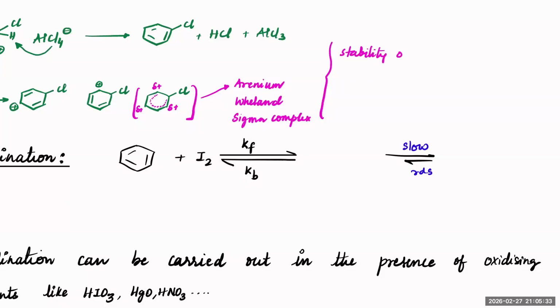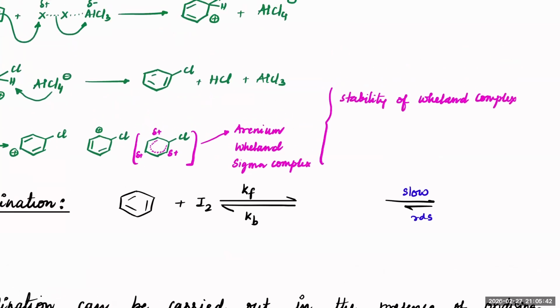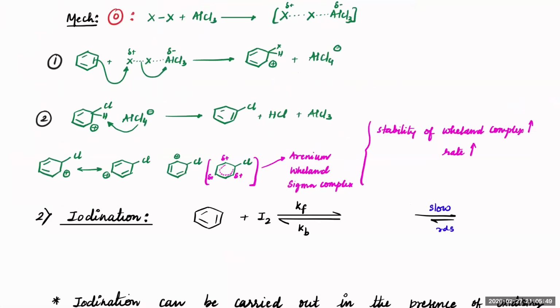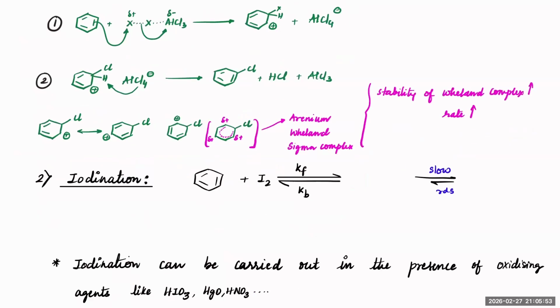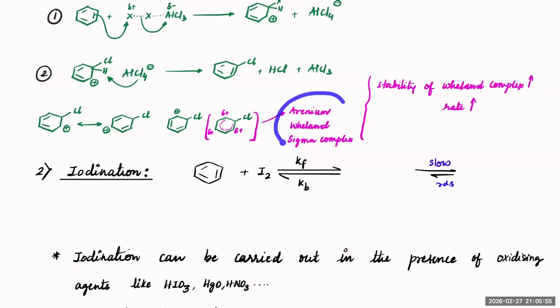stability of valent complex is, higher the stability, then rate of the reaction will also be higher. Okay, clear everybody? In all the electrophilic aromatic substitutions, you will always get something called an arenium complex, valent complex, or a sigma complex. Now, the stability of this complex is what decides how fast the reaction would happen.